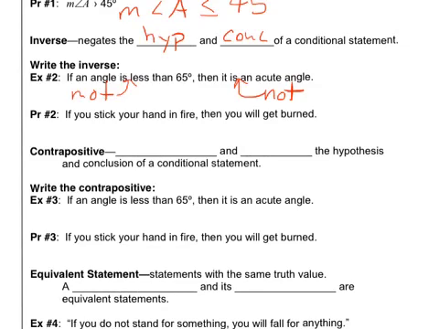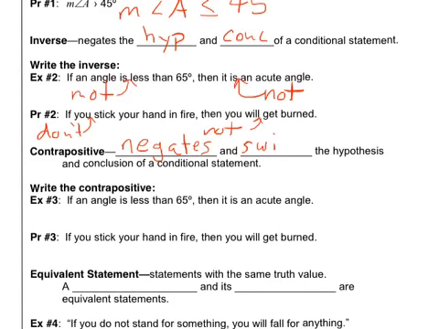See if you can figure out what you would do to practice number 2. Pause the video if you need to. So hopefully you said if you don't stick your hand in fire, then you will not get burned. That's all you have to do. So that's the inverse. You just change it. If it's a positive statement like this one, you just add the little not. If it started off as if you don't stick your hand in fire, then you will not get burned, then you would just cross off the don't and the not. Easy.